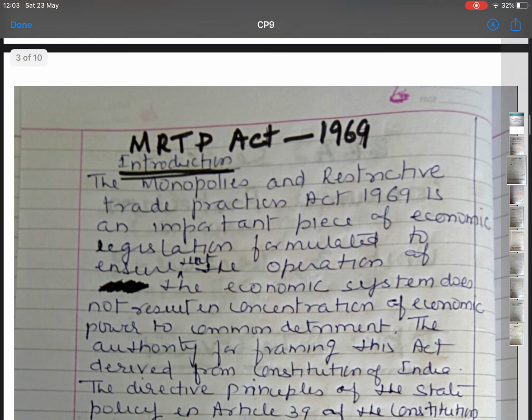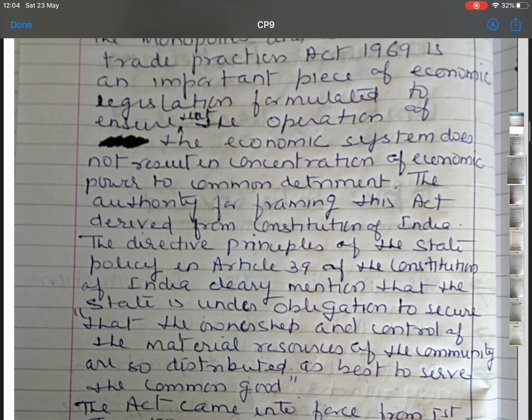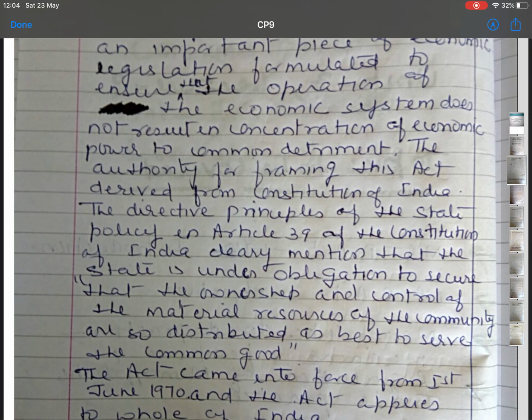Now I'm starting with the first introduction of the Monopolies and Restrictive Trade Practices Act, 1969. The Monopolies and Restrictive Trade Practices Act 1969 is an important piece of economic legislation formulated to ensure that the economic system does not result in concentration of economic power to common detriment. The authority for framing this act is derived from the Constitution of India.